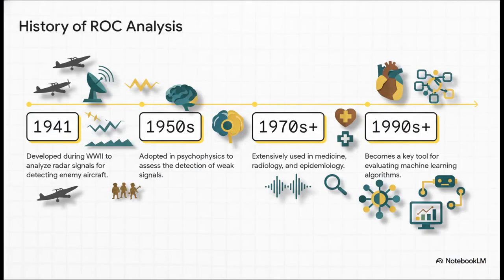And this tool has a pretty fascinating history. It's not some brand new data science thing. It was actually developed way back in World War II to help radar operators tell the difference between an enemy aircraft and just random noise. From the battlefield, it jumped over to psychology, then it became a huge deal in medicine and radiology, and now it's an absolutely essential tool for evaluating modern AI and machine learning models.